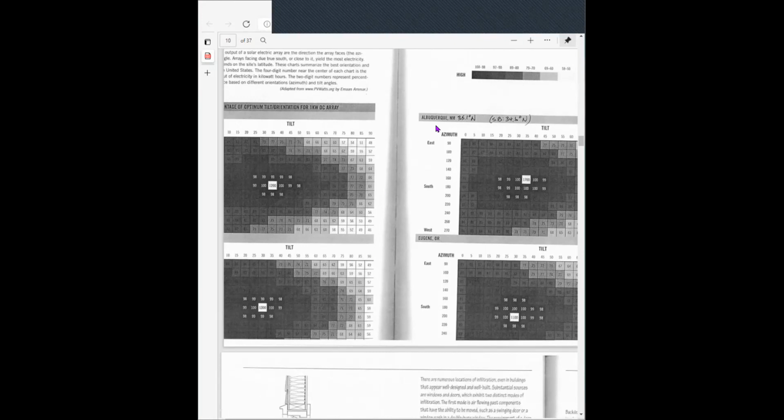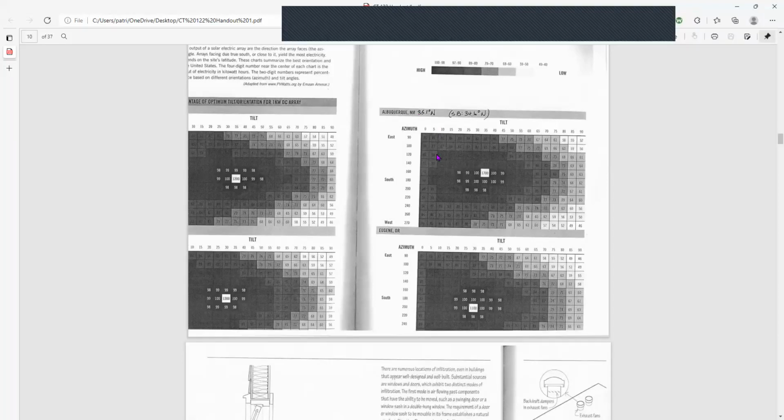So here's Albuquerque. They make these charts for every major city in the US, and they have them in the world too, but you can get these off the internet, these azimuth versus tilt charts of solar energy, depending on your latitude. So when you're in real north, you have a certain latitude that's going to give you a certain insolation, and when you're closer to the equator, that latitude will give you more.